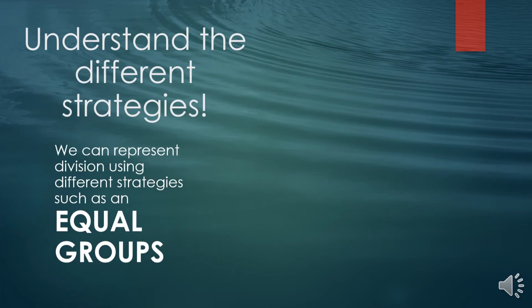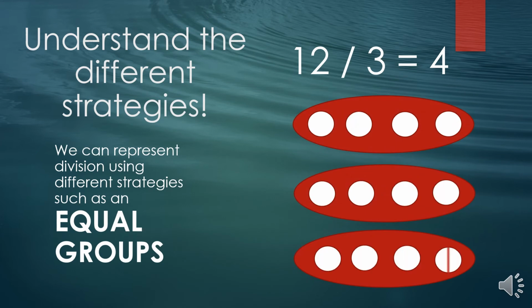Another strategy we can use is equal groups. Here I have the same equation, 12 divided by 3 equals 4, in which I made 3 groups, and I put the same amount of dots in each group until there was no more, and there's a total of 4 dots in each group. So 12 divided by 3 equals 4.